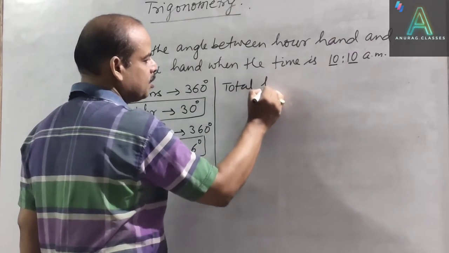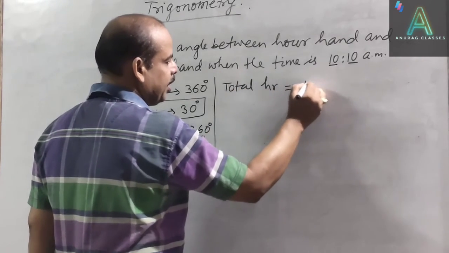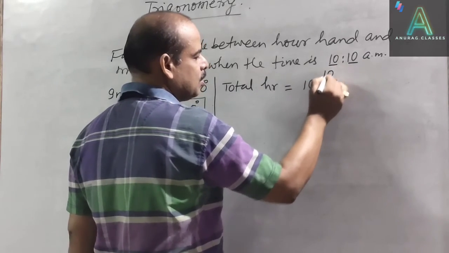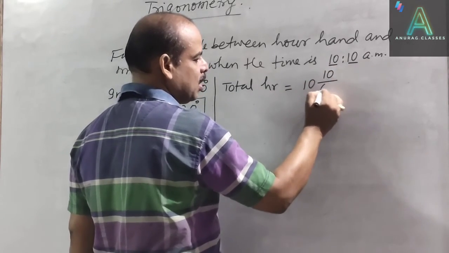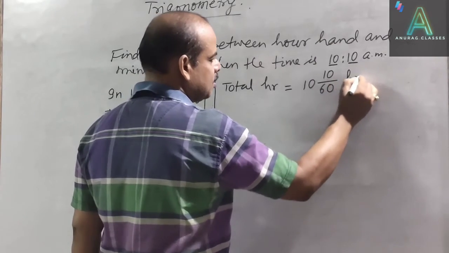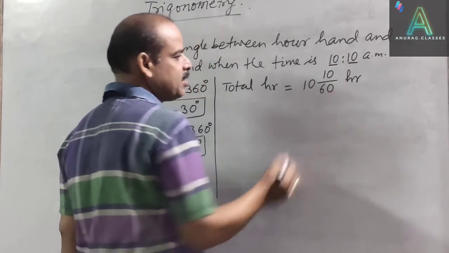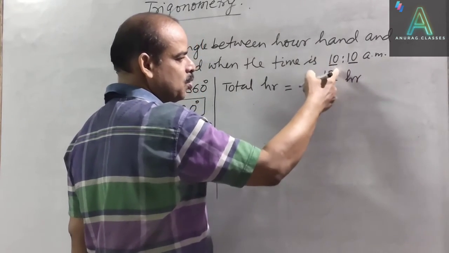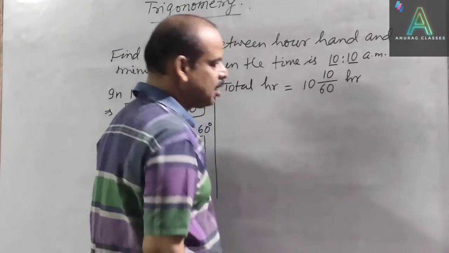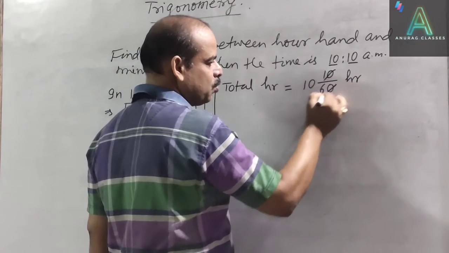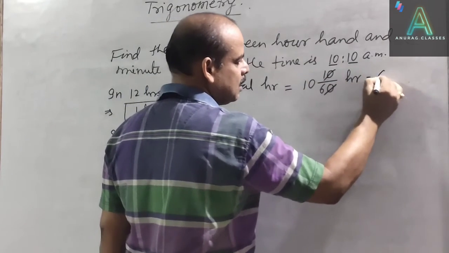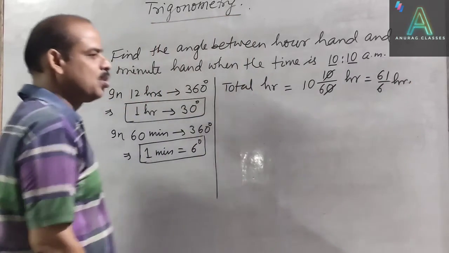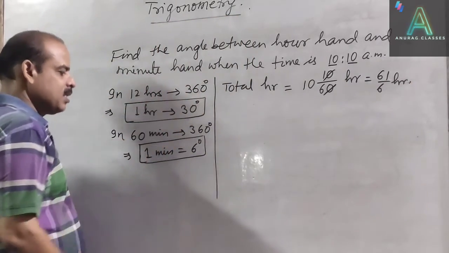What is the total hour? 10 means 10 hour completes and 10 minutes more. I am converting this 10 minute into hour. So it will be 10 whole 10 by 60. This is 10 hours, and the remaining 10 minutes we will divide by 60 to convert into hours. So this becomes 61 by 6 hour. Total hour is 61 by 6 hour.